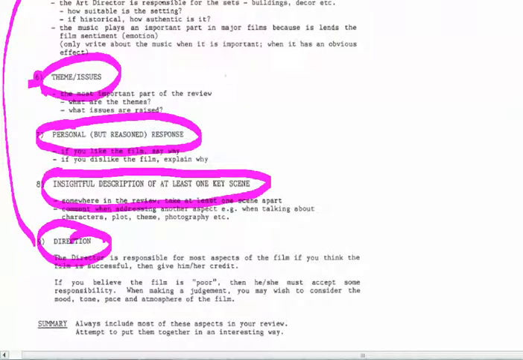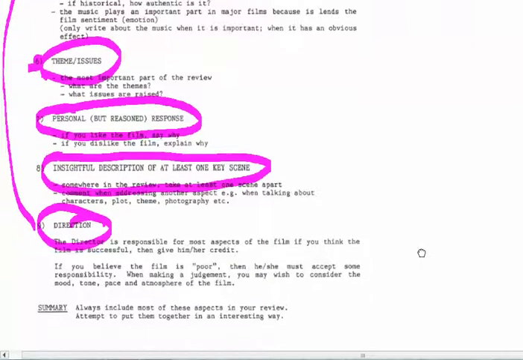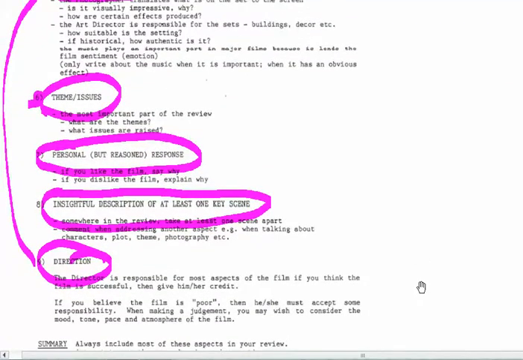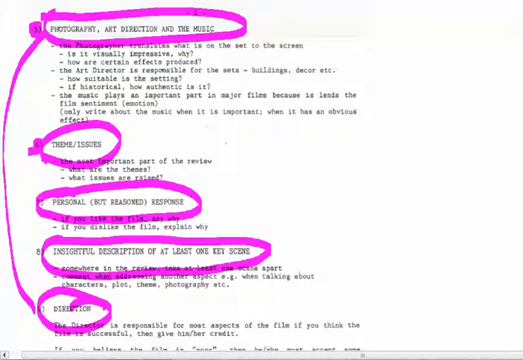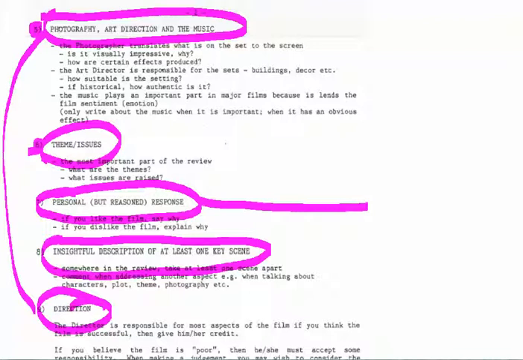Talks about the director being responsible for aspects of the film. Talking about whether the director has been successful, I think that's a load of crap, plain and simple. You want to talk about your own personal response to the themes and issues using an insightful description of one scene. One scene. I only want one. I don't want retells.